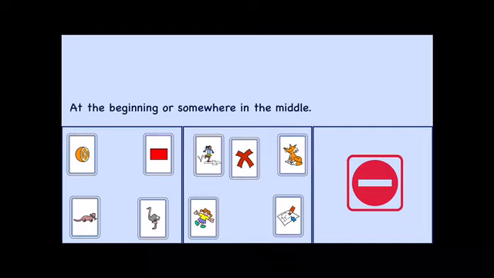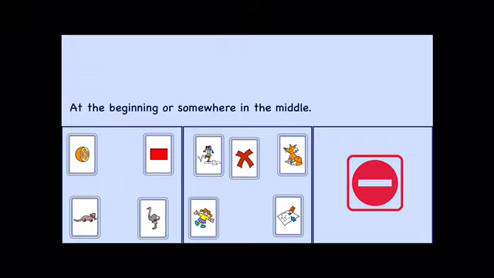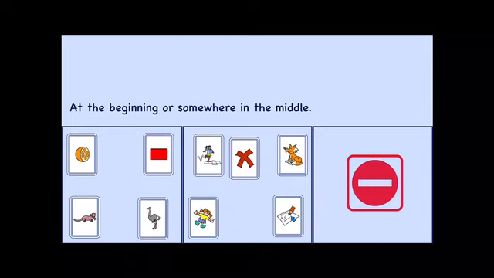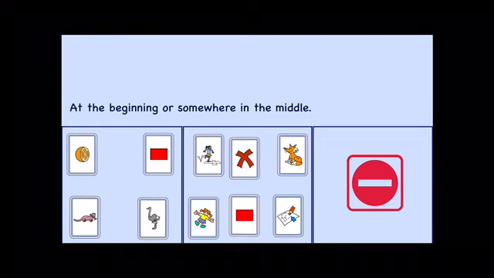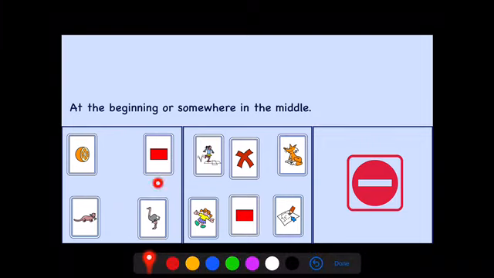Did you spot whether any of the pictures had the sound in two positions in the word? Oblong. We could hear O right at the beginning, but we could also hear it somewhere in the middle. Oblong.